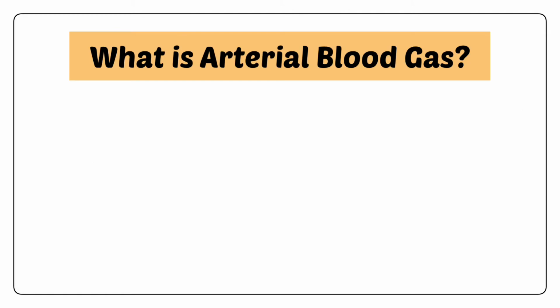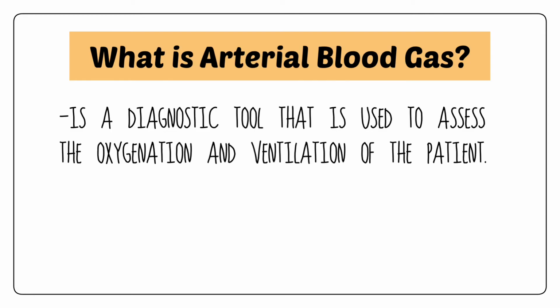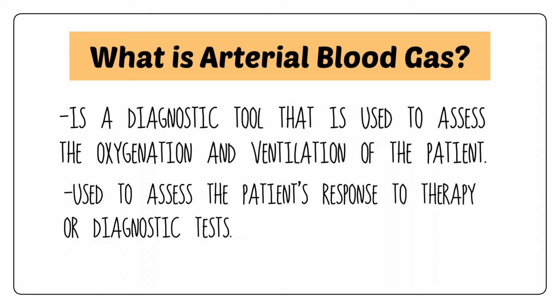Okay, so what is arterial blood gas? Arterial blood gas is a diagnostic tool that is used to assess the oxygenation and ventilation of the patient. And it is used to assess the patient's response to therapy or diagnostic tests.